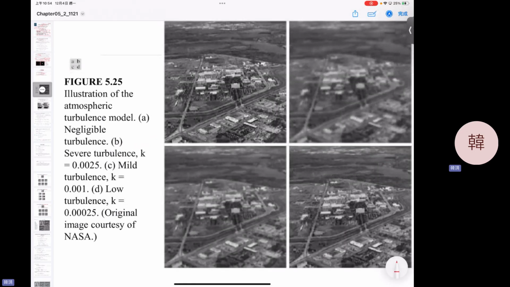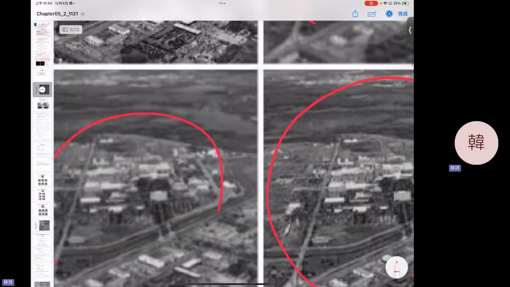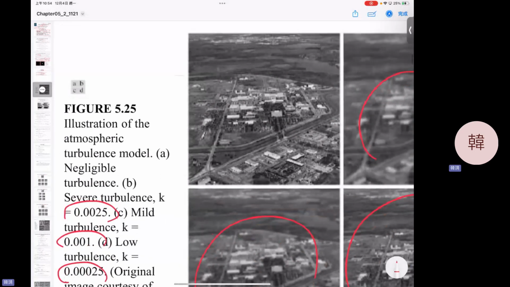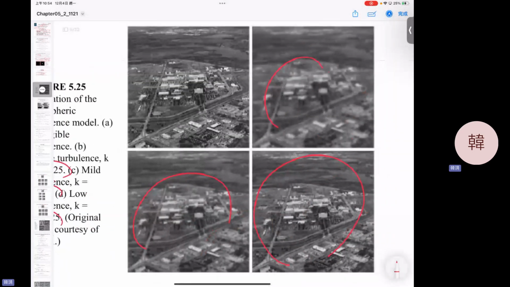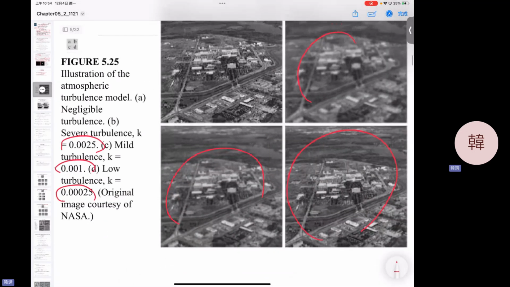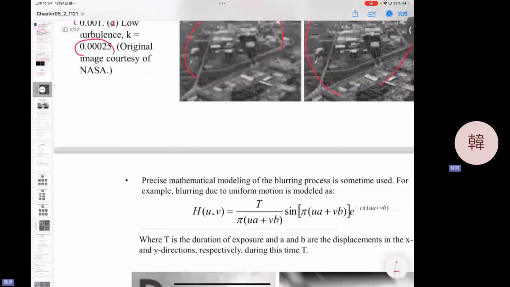So K is different, starting from 0.0025. This is the smallest one. The second one is the largest one. So you get the image. This is the original, without any turbulence model or negligible. So you can see the K is different in different environments. Sometimes you get this kind of image as your observed image, and you can expect how to find out this coefficient K there. So this is the way to see it.